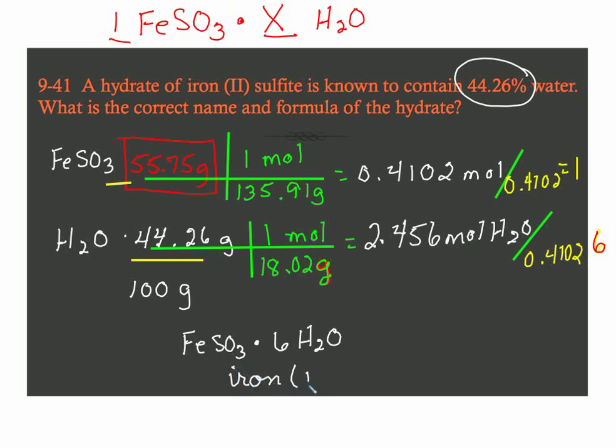FeSO3.6H2O. You will be asked to name this on your test in the free response. So it's iron 2 sulfite, hexa for 6, hydrate for water.